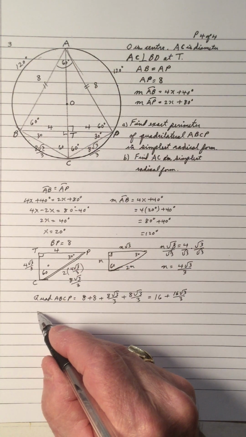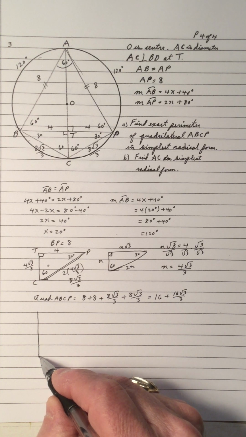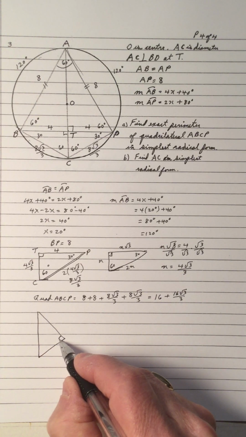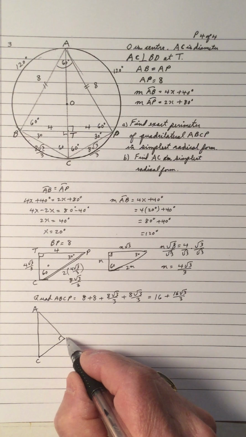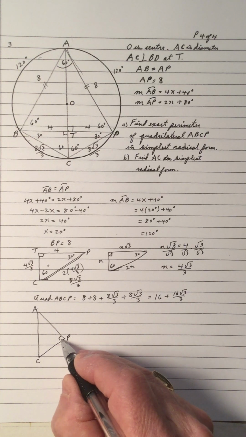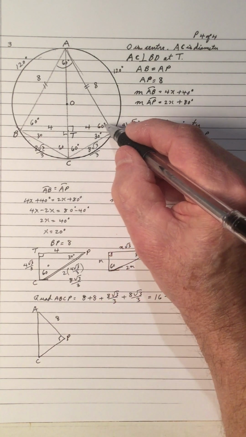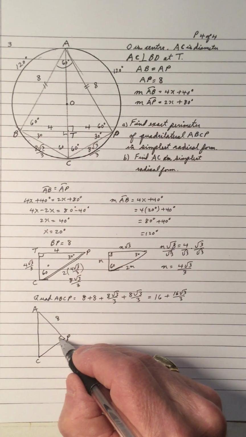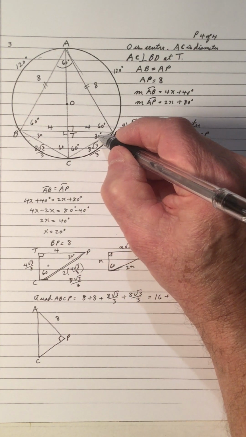Well, we have a triangle, and I'm going to draw that triangle like this. I'm just drawing a separate one, so we have this is A, this is C, and this is P. And we have this side is 8. And we have this angle right here is a 90. This is a 90-degree angle. Again, this is 60, and this is a 30.